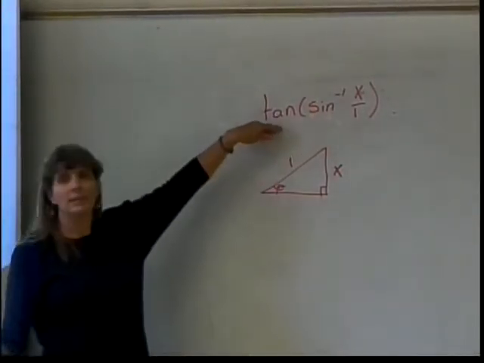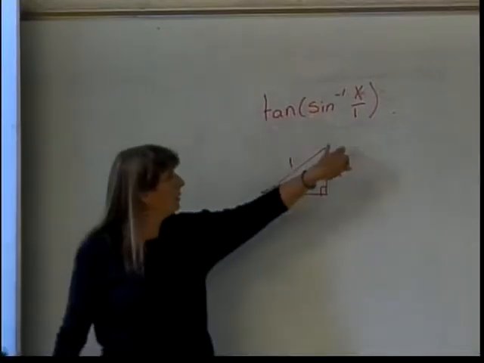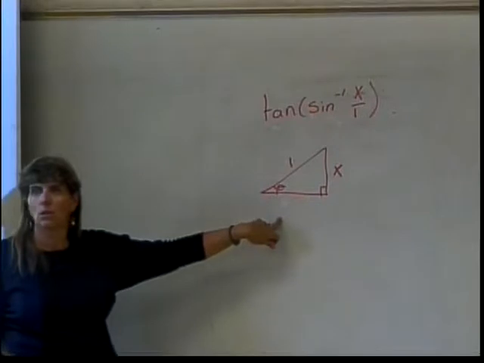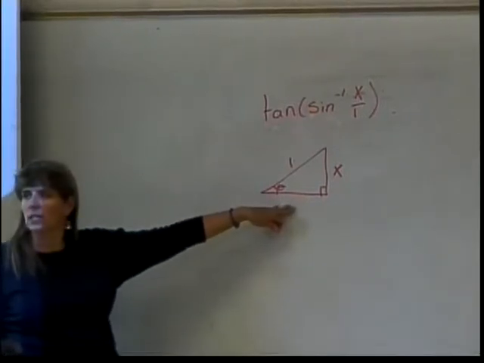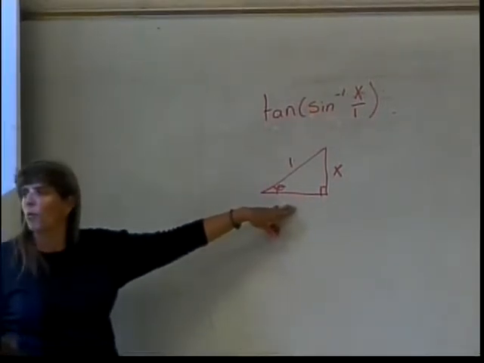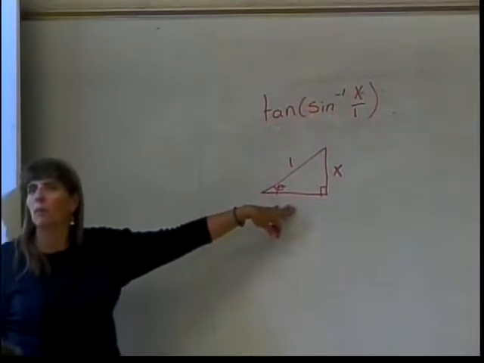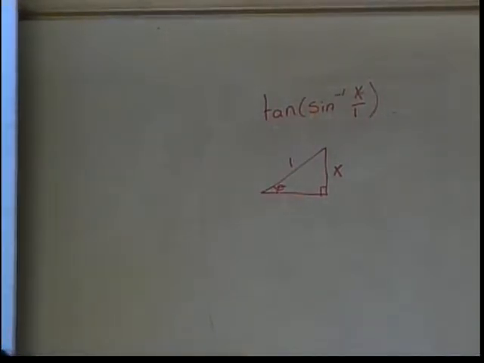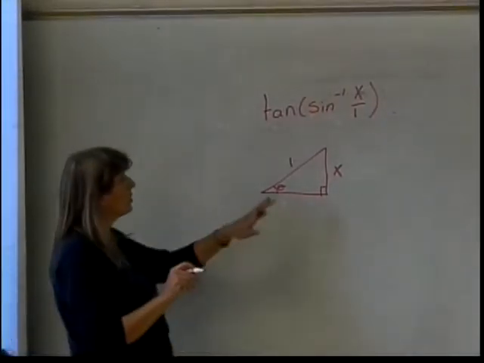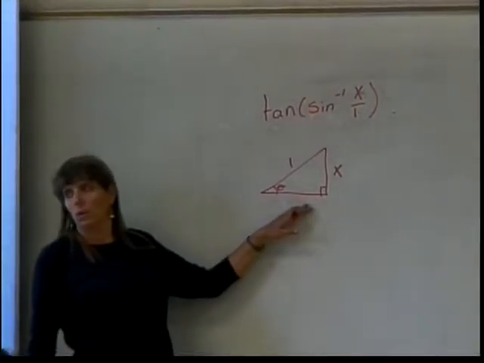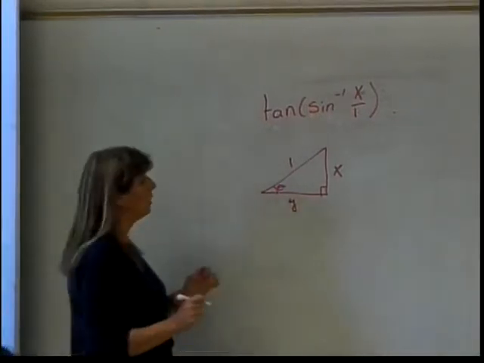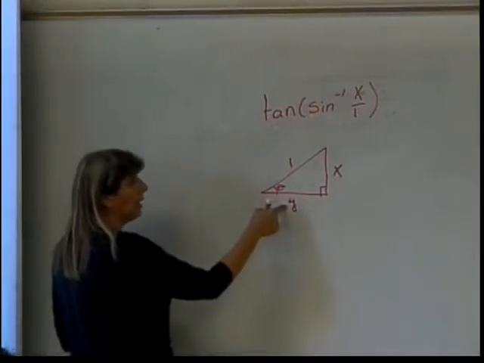Now, in order to find the tangent, I need opposite over adjacent. So I need to find out what the adjacent side is. I'm not going to be able to come up with a number for it, but I can come up with an expression that has x's in it, and that's what this is asking me to do, an algebraic expression in x. So, what do you want to call it? Y? Okay. We'll call it y. So, I need to solve y in terms of x.